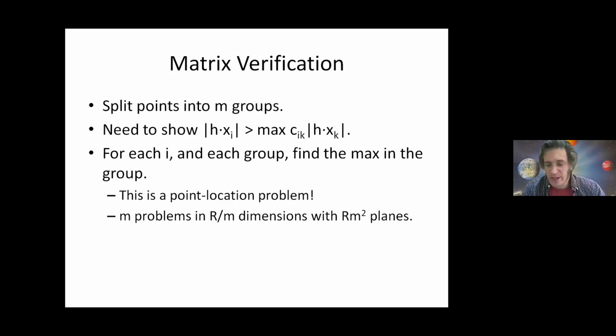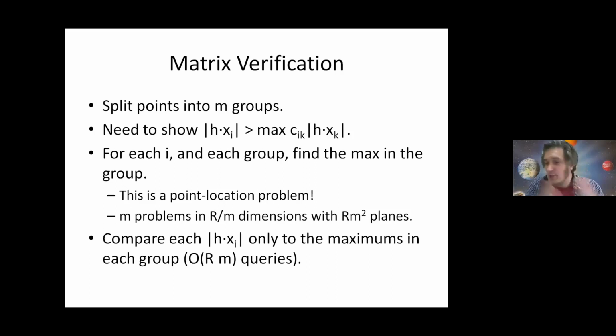And we note that if you fix a group and want to find, for each i, which one of these terms in that row is the biggest, that's a point location problem. Now, there are actually m of these because we need to do one problem for each group. But these problems are in only R over m dimensions because there are only R over m many x's in that group. There are something like R times m squared many planes that we need to figure out which side we're on. But that's actually okay.